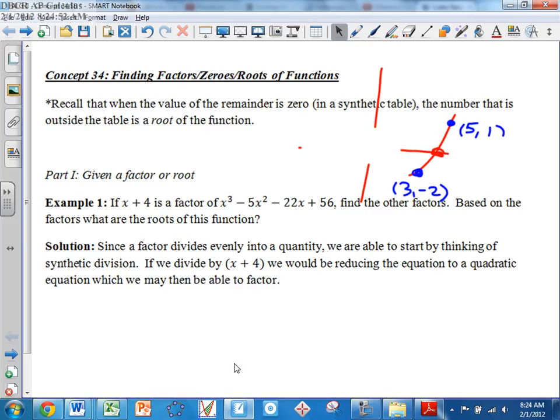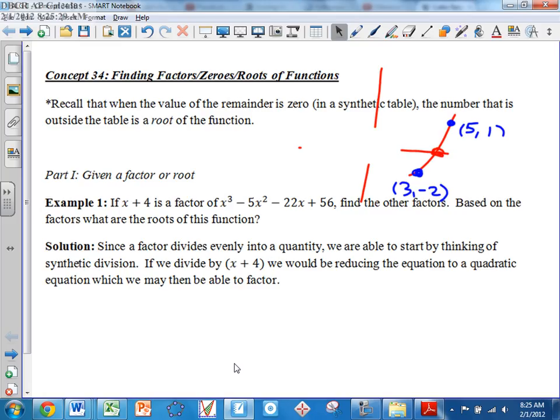All right. Let's take a look at number 1. First, if we're given a root or a factor, that's the type of problems we're going to look at now. So this problem says, if x plus 4 is a factor of x cubed minus 5x squared minus 22x plus 56, find the other factors. Based on the factors, what are the roots of this function? Now, please remember what factors are. Factors are like x plus 2. That's one of our factors. Or x minus 3. That could be a factor. One of our factors could also be a quadratic. You can factor out a quadratic, believe it or not.